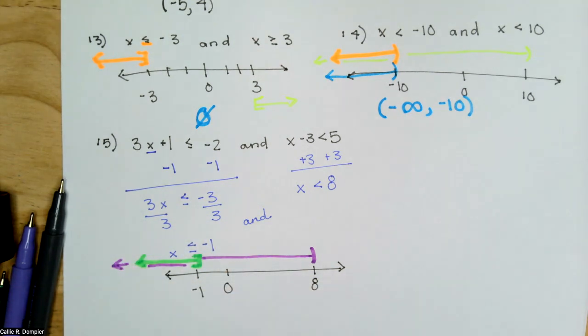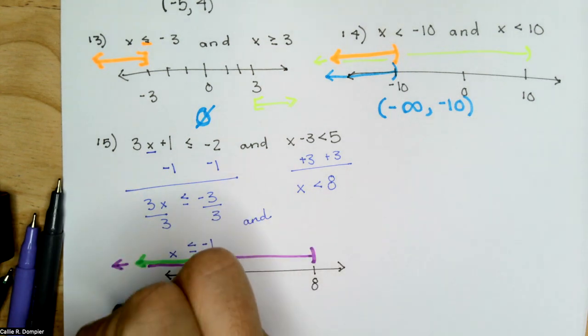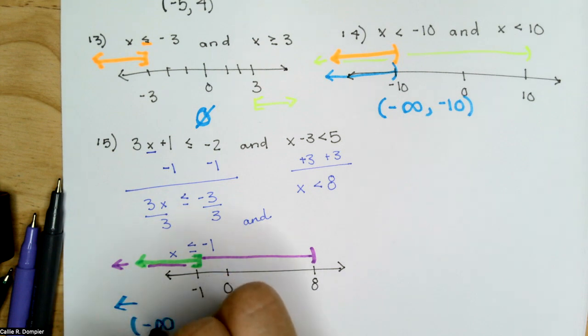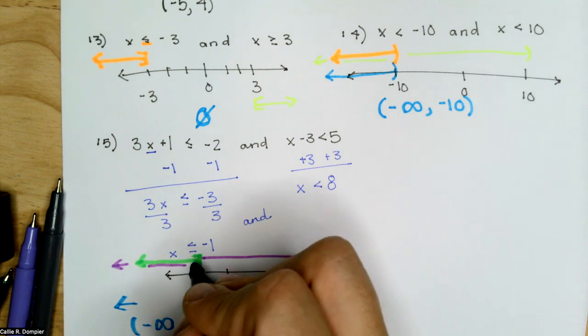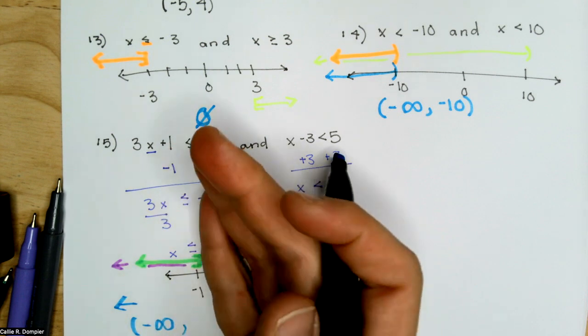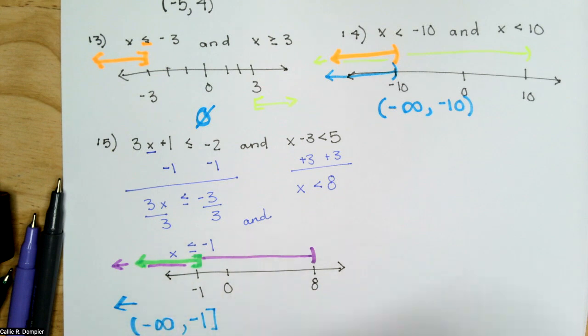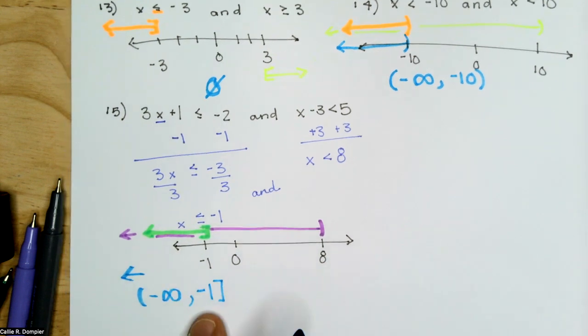Good. I only care about where it's overlapping. So obviously we have from negative infinity, right? From negative infinity to where do they both, where does the group of 2 stop? The group of 2 stops at negative 1 with a bracket. It includes negative 1. Okay. So that's what I got for 15.